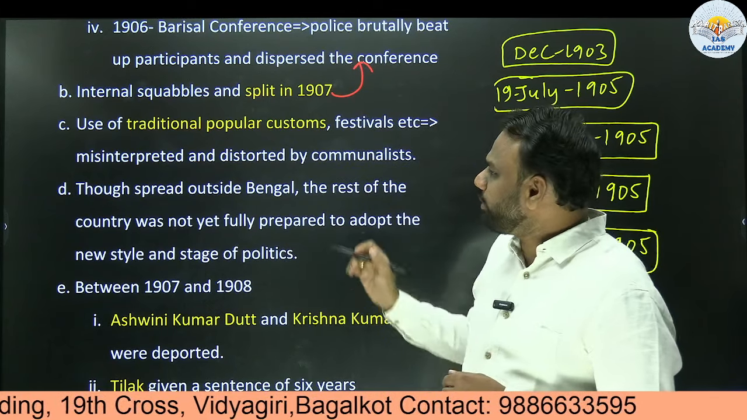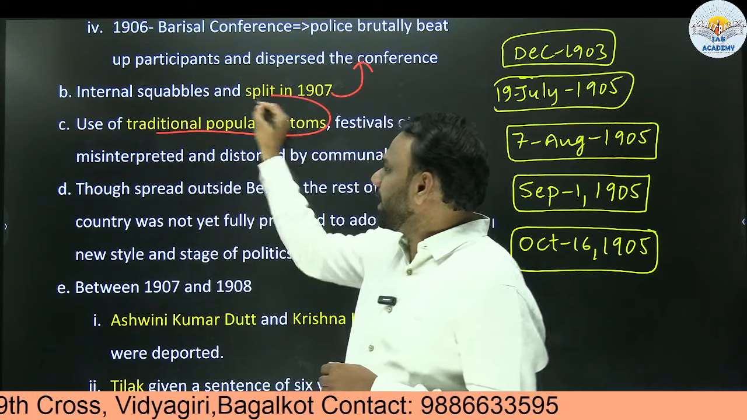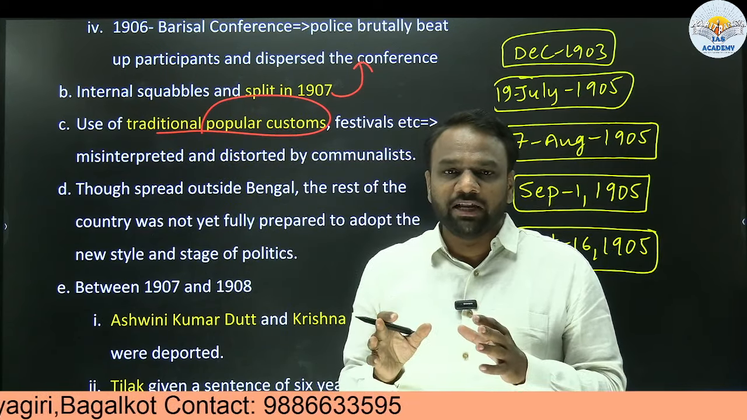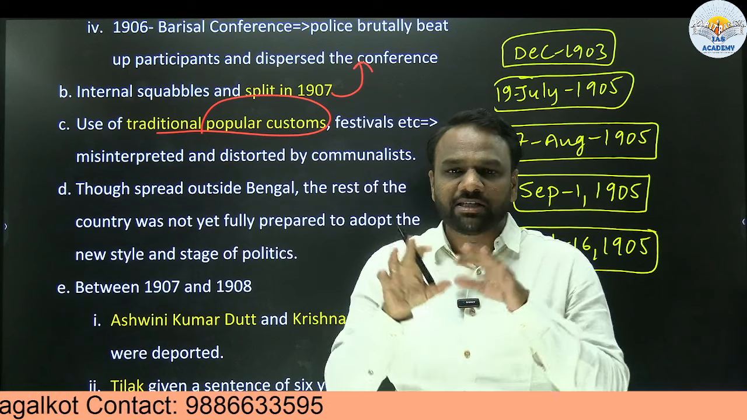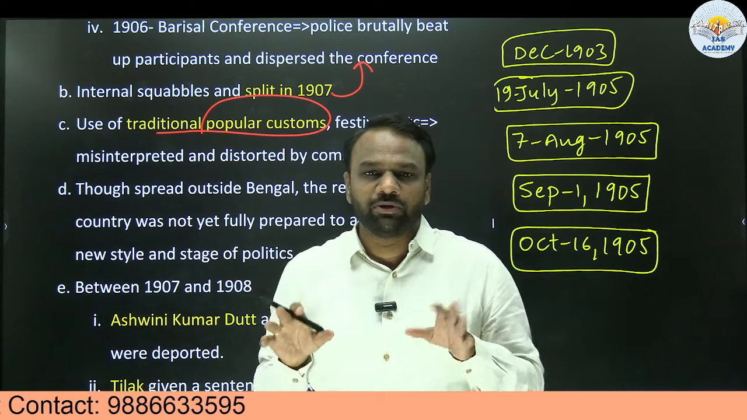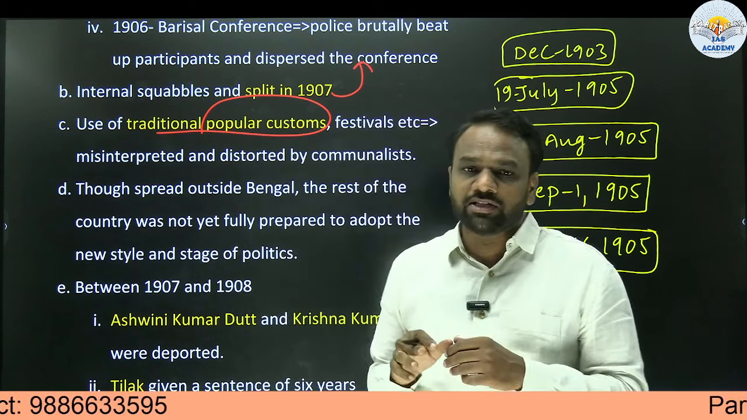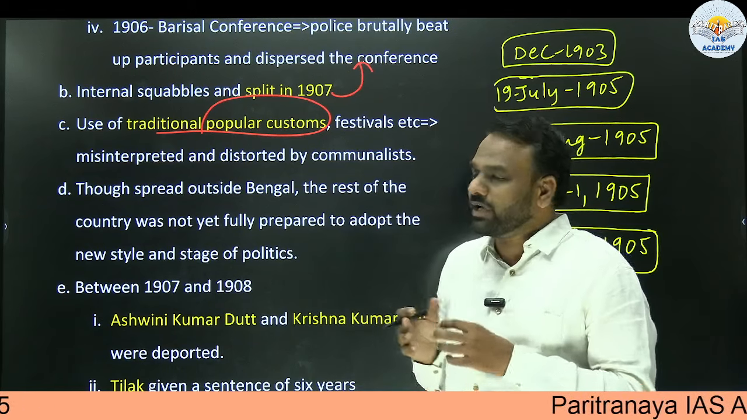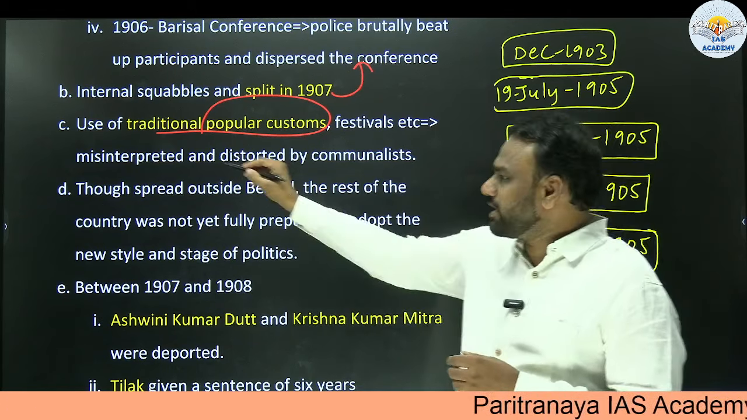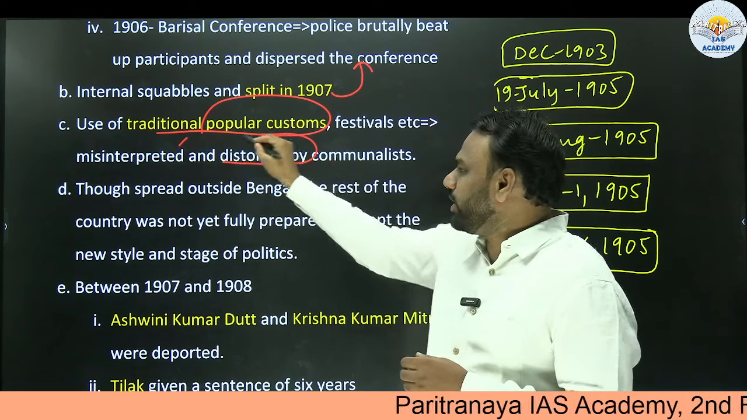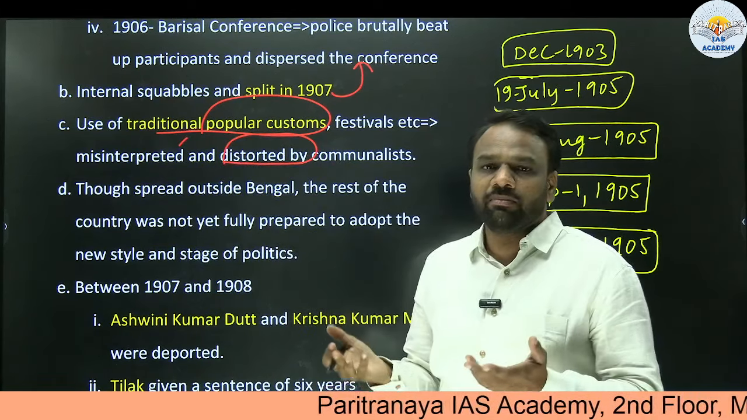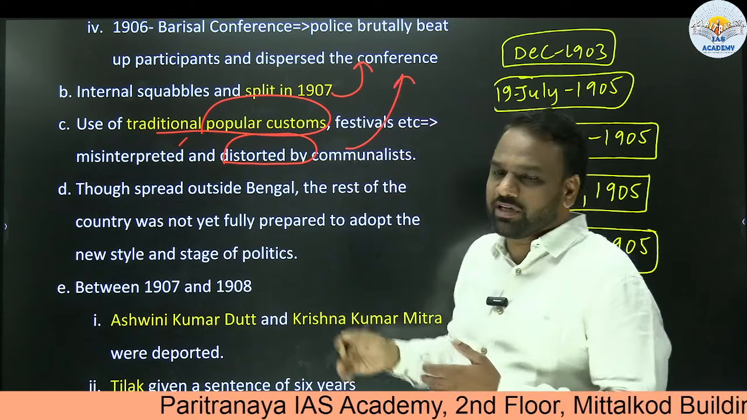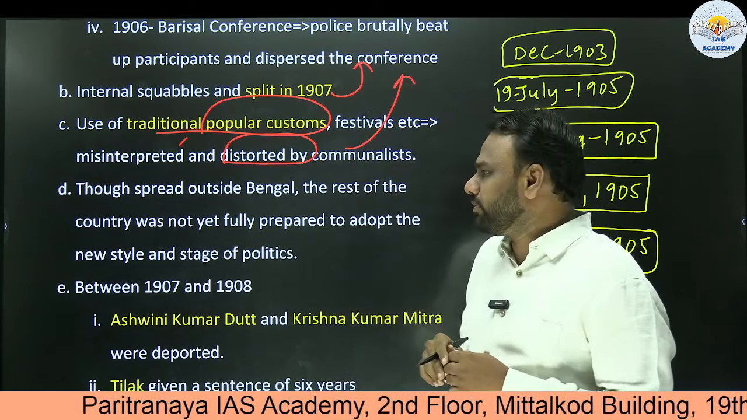Next, the use of popular customs. We saw that the Ganesh festival and Shivaji festival were being celebrated with the intention of mobilizing the people and disseminating the message of nationalism to them. But some communalists used this opportunity to create a communal divide. Some of them misinterpreted and distorted the story, and because of this, there was some communal violence. Again, this was the reason why Muslim participation was less and also why the movement came down.